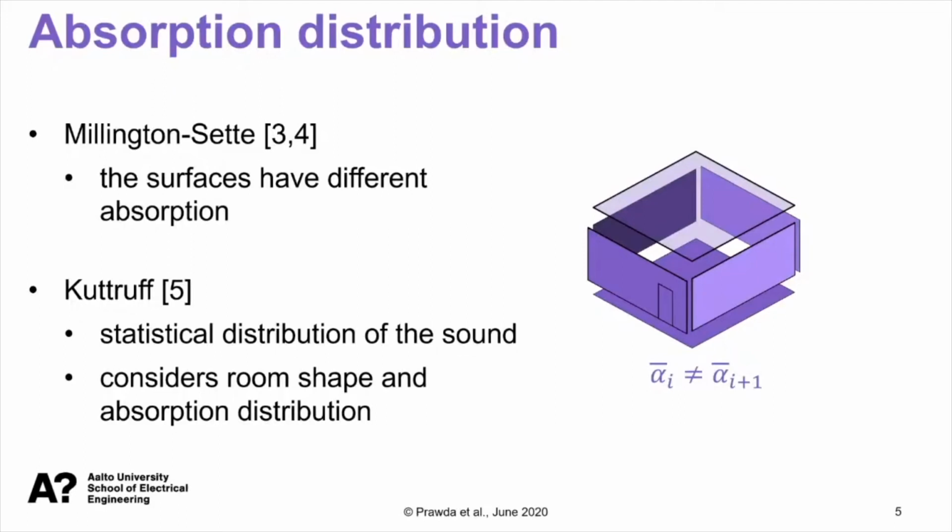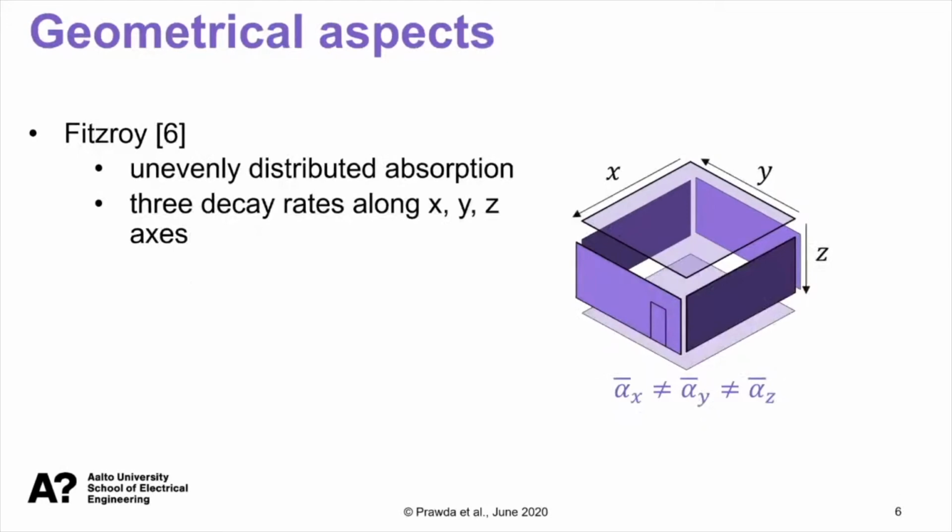However, all of those models, even though they acknowledge that the surfaces have different absorptions, they still assume that those absorption coefficients are more or less the same. So the first model that included geometrical aspects of the sound field with unevenly distributed absorption was introduced by Daniel Fitzroy.